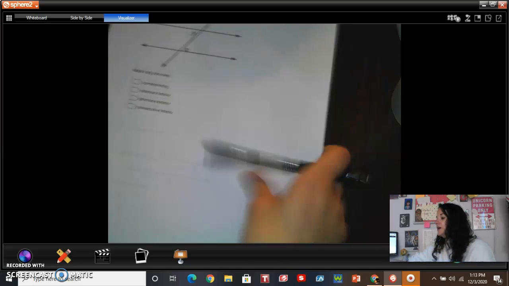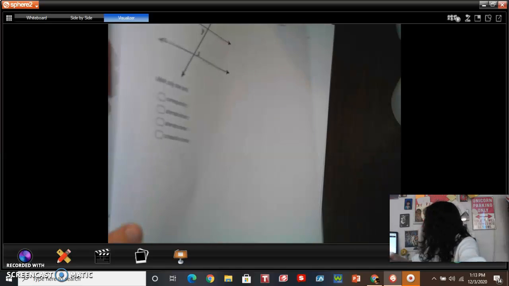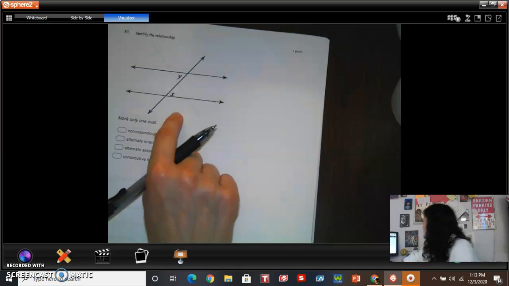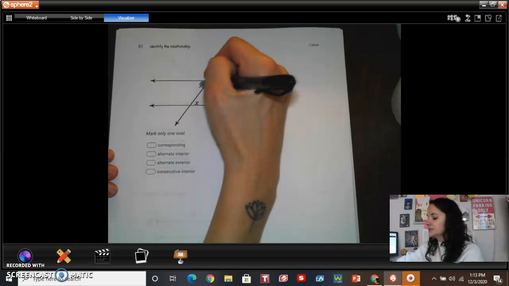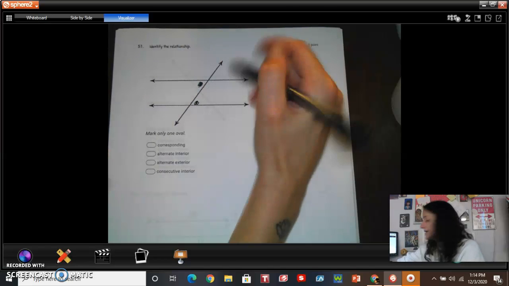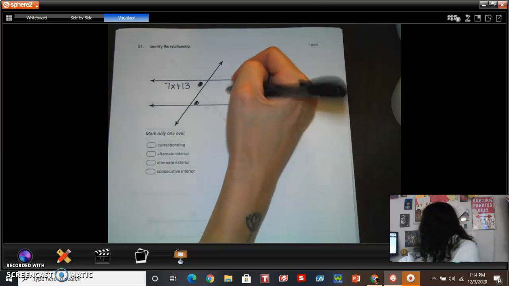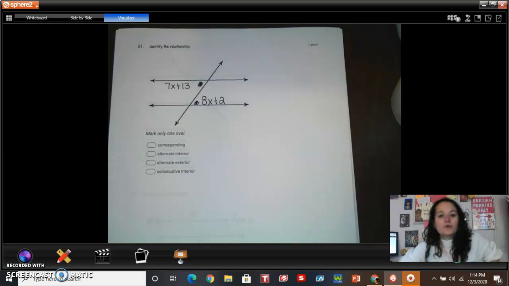All right. You have, let me see how many questions you have like these on your exam. Okay, naming the relationship is not on your exam. But there are questions like, for example, let's say we were dealing with this figure right here, and we were given 7x plus 13 and 8x plus 2, and we wanted to solve for x.